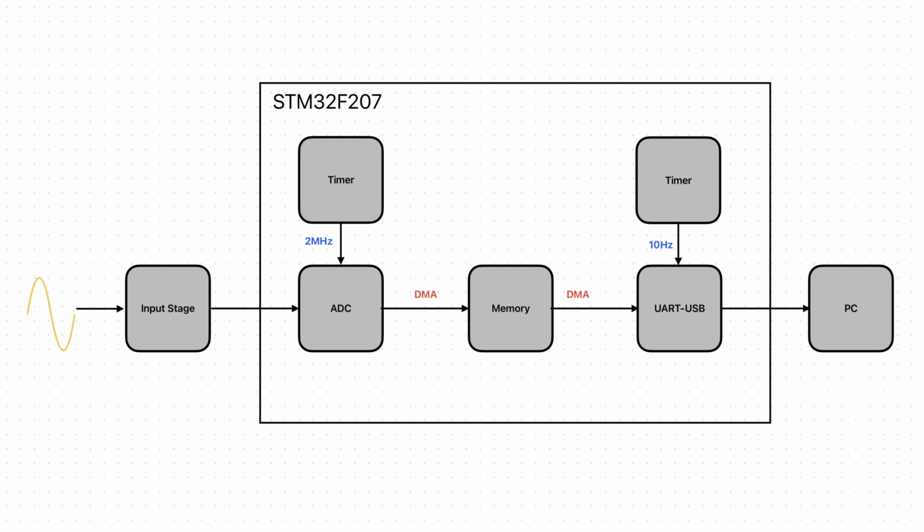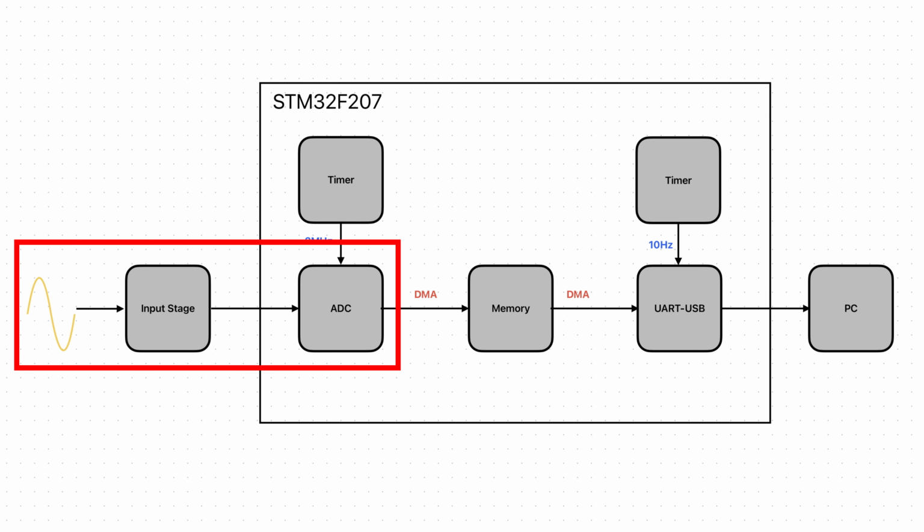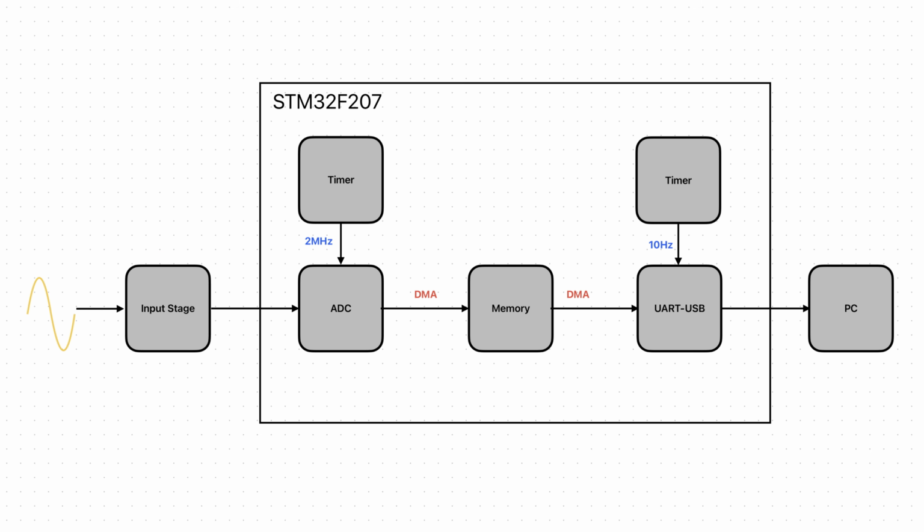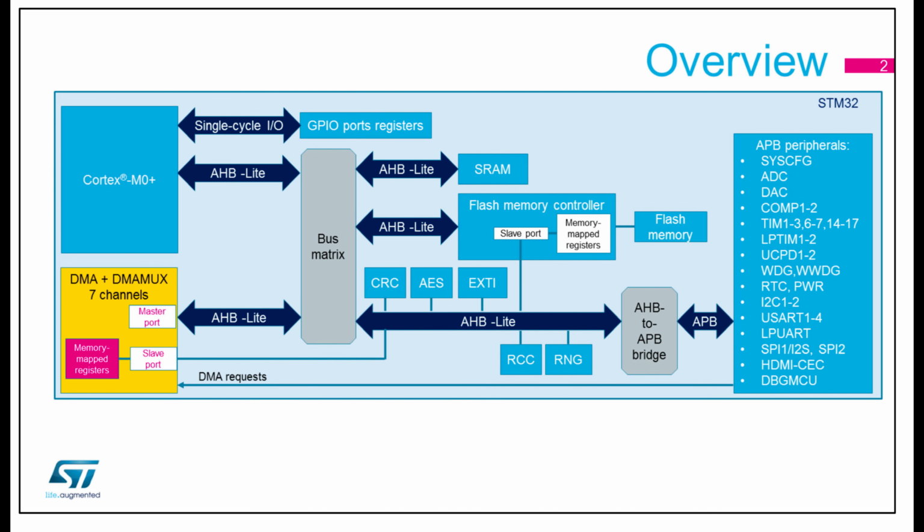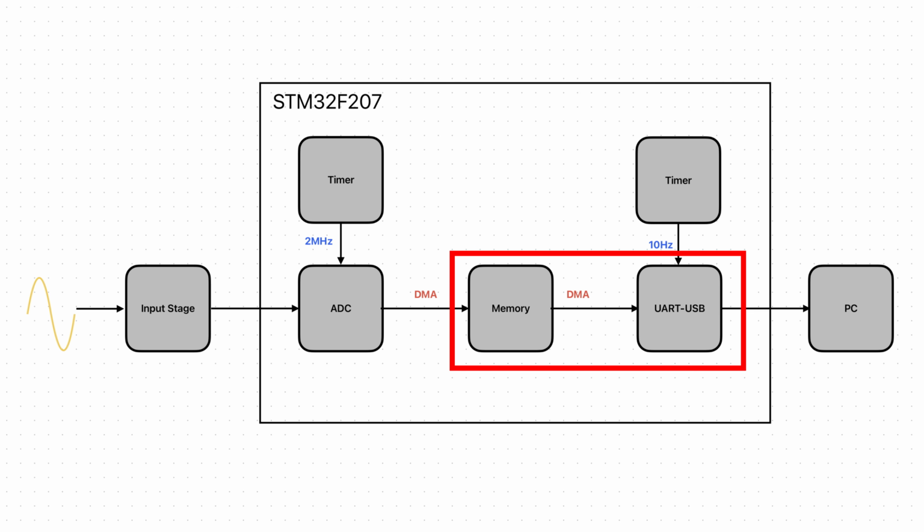The operation of a single oscilloscope channel is shown here. The ADC converts the analog input voltage into digital values. These values are then transferred directly into the MCU's memory using direct memory access, or DMA. This allows us to store the data without constantly involving the CPU, significantly reducing the processor workload and making it possible to sustain the maximum sampling rate of the ADC. The data is then sent using UART.